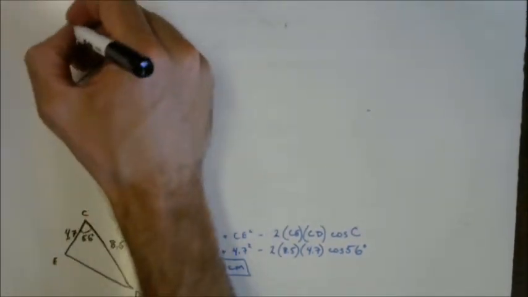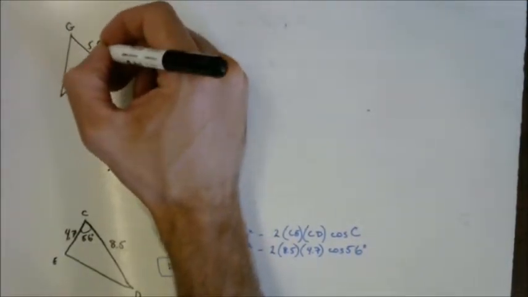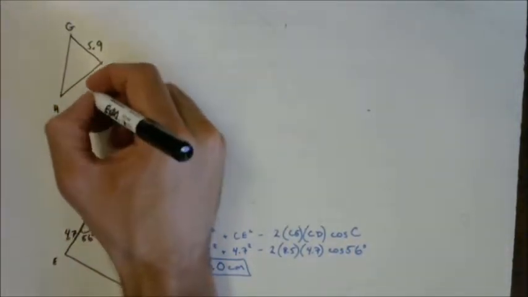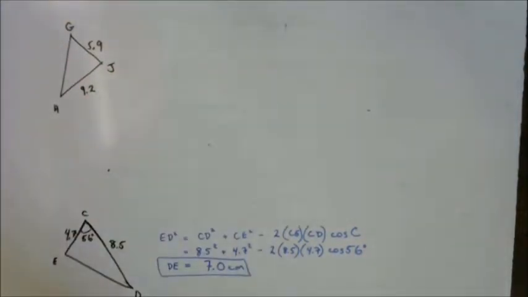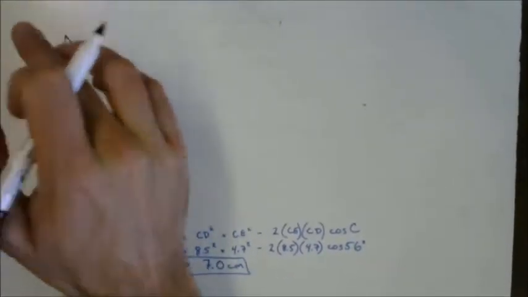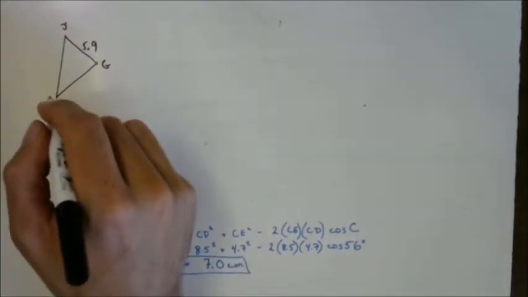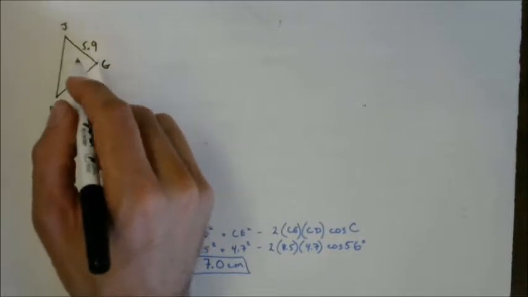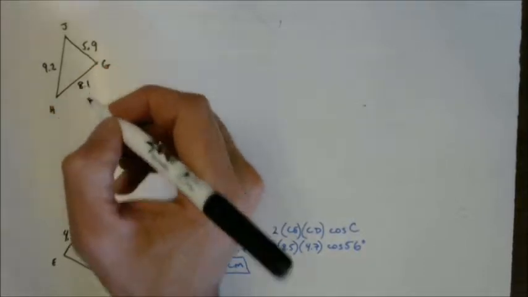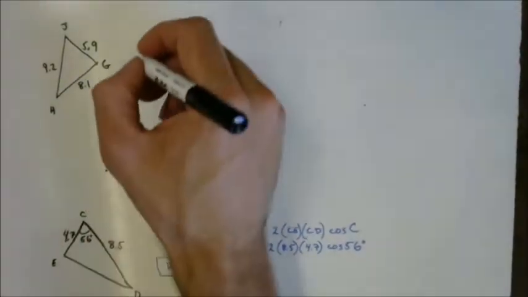So let's go. GJ is 5.9. JH is 9.2. I don't even think I made my longest one. Put J there. G there. Now I can make JG 5.9, HJ 9.2, and GH 8.1. Okay, now I'm given 3 sides, and I want to find the measure of angle G to 1 decimal place.